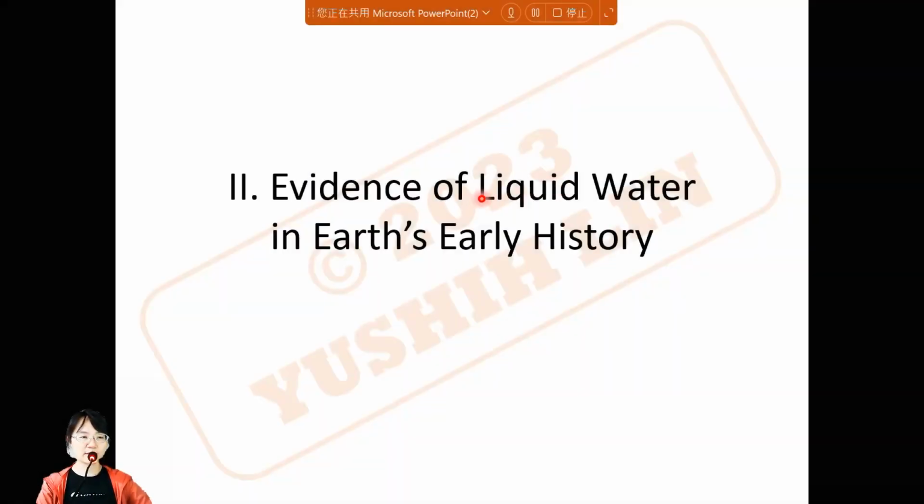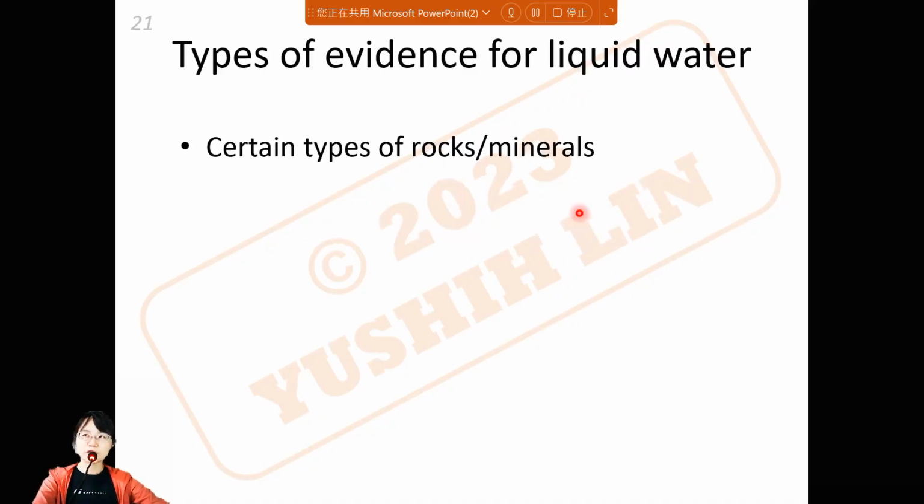Let's continue with the second part of this lecture, evidence of liquid water in Earth's early history. How do we know that there has been water in the ancient Earth? What is the evidence that supports this argument? One of the most important evidence is certain types of rocks or minerals. Their presence will indicate there was water because their formation involves water. What are they? We will talk about them later.